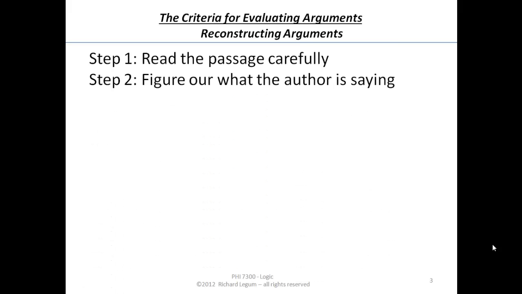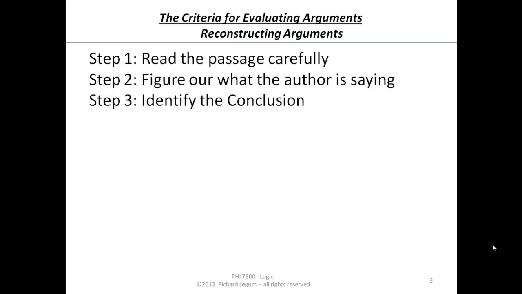And you've got to figure out what the author is saying. Don't jump to any conclusions. You want to be fair. You want to make this out to be the best argument that you possibly can on behalf of the author, even if you think the conclusion is completely wrong and totally unjustified.